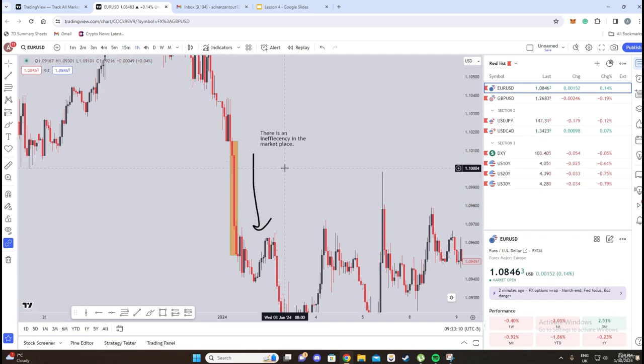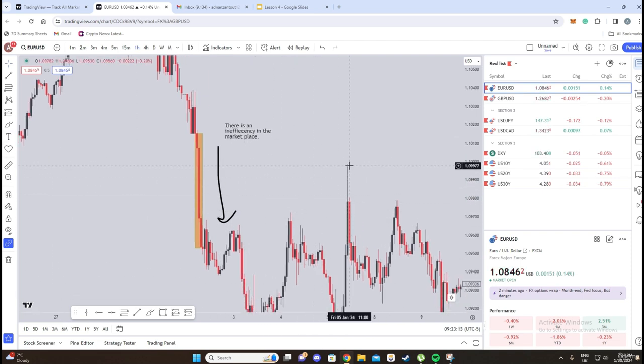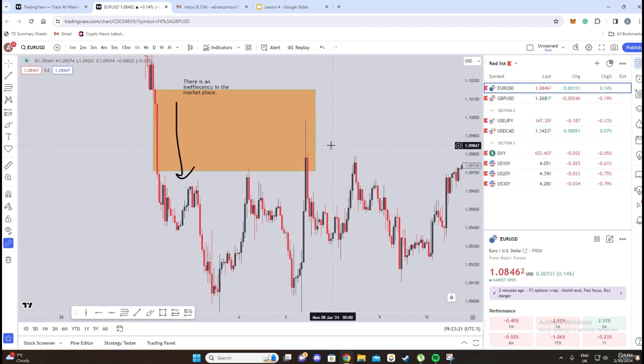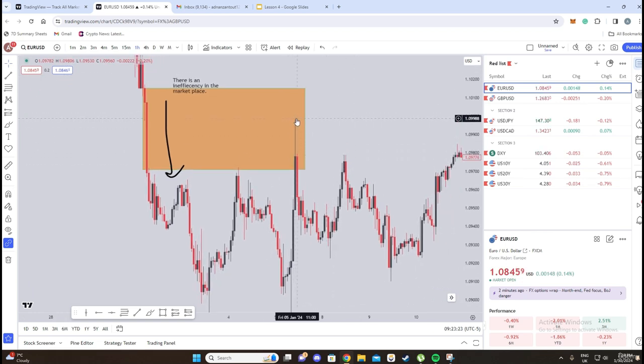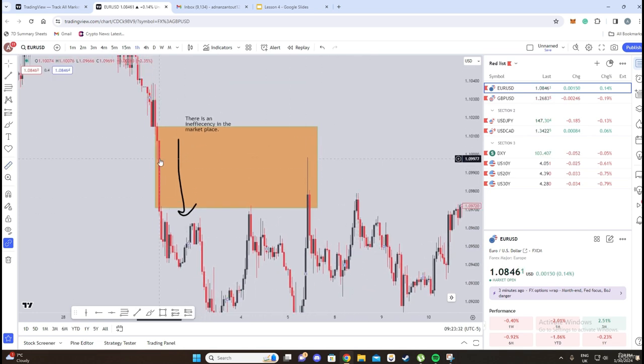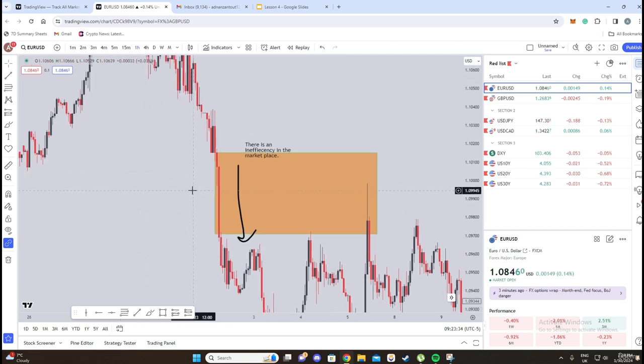So we would expect price to eventually come back to fill this inefficiency, as we see here. Price came back, filled the inefficiency before trading lower. And as you can see, price came to fill the inefficiency and quickly traded lower. And that's our bearish displacement. It's a strong one-sided candle.